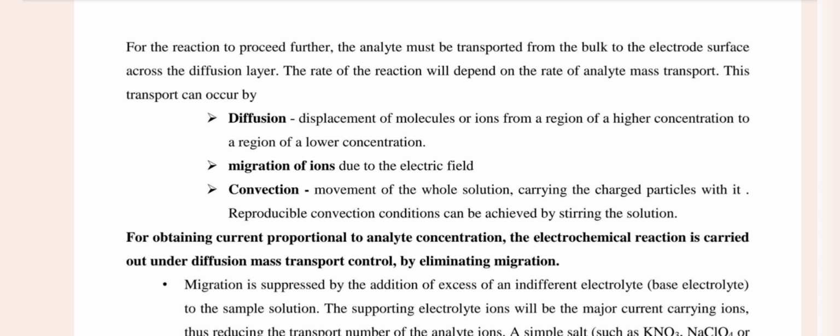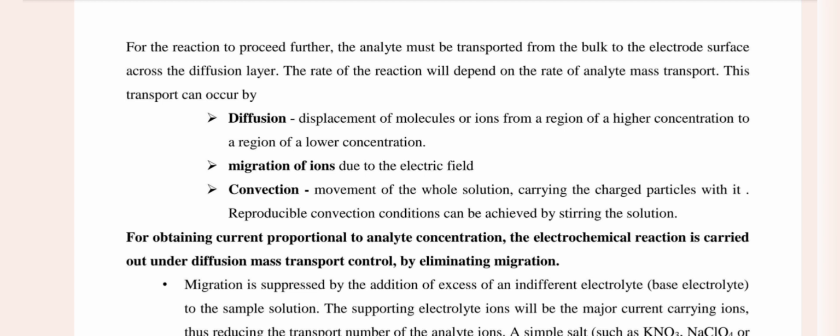So, for the reaction to proceed further, the analyte must be transported from the bulk to the electrode surface across the diffusion layer. The rate of the reaction will depend on the rate of analyte mass transport. We need to transport the analyte from the bulk solution to the electrode surface; only then will the current be produced continuously and the reaction proceed further. This transport can occur by three processes.